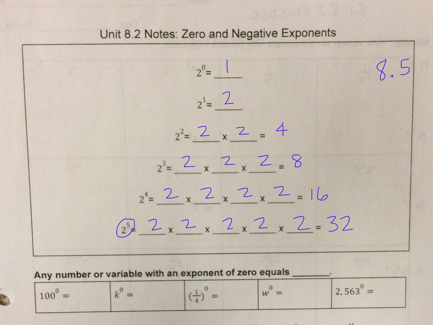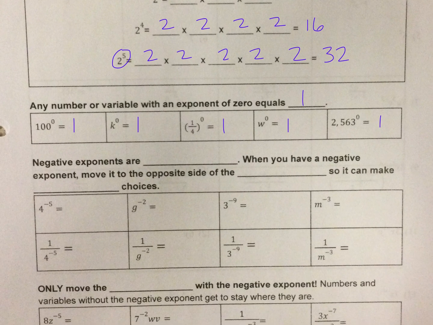All right, we're going to talk about zero variables and numbers when the exponent is 0. Any number or variable with an exponent of 0 equals 1. It's a fact. 100 to the 0 power is 1. K to the 0 power is 1. 1/4 to the 0 power is 1. W to the 0 power is 1. And 2,563 to the 0 power is 1. Anything to the 0 power is always 1.